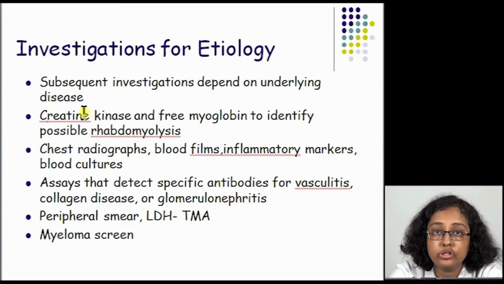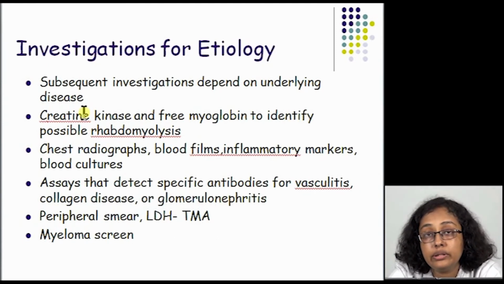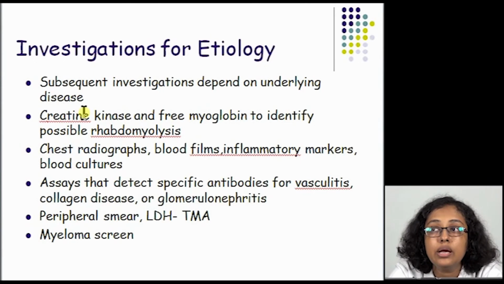So if a patient has a crush injury and comes with a decline in urine output, then obviously you will do a creatinine phosphokinase and free myoglobin in urine to identify rhabdomyolysis. You would do an infectious disease workup if the counts and the clinical symptoms are suggestive of an infection. If you think of vasculitis or glomerulonephritis, you would do an autoimmune disease marker workup. If you're suspecting a thrombotic microangiopathy due to HUS, you would do a peripheral smear, LDH, the platelets, the liver function tests. In elderly patients, with hypercalcemia and albumin globulin ratio reversal, you would think about doing a myeloma screen.